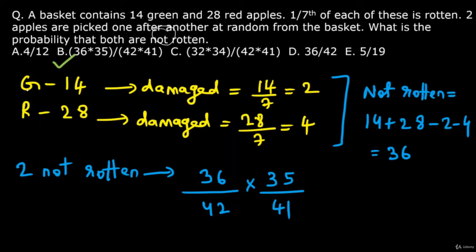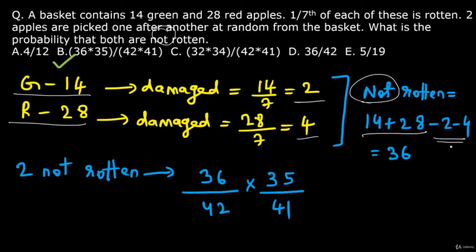Alright, over here it's given that you have 14 green apples and 28 red apples, right? And 1/7 are damaged. So 1/7 of 14 is 2 and 1/7 of 28 is 4. So the apples which are not rotten is 14 plus 28 minus the rotten, right? Minus 2 minus 4. So that's 36 apples which are not rotten.